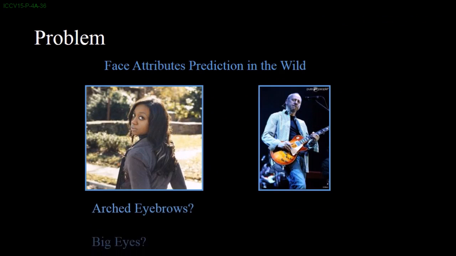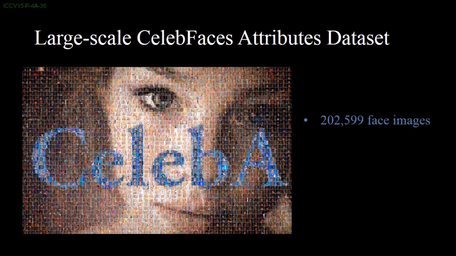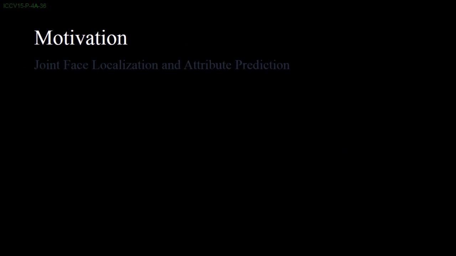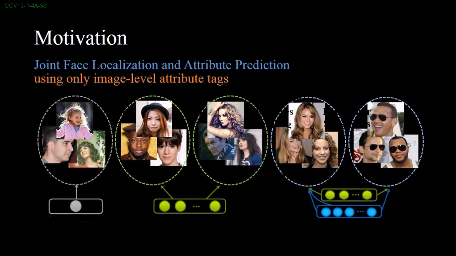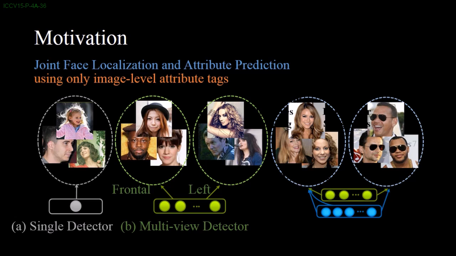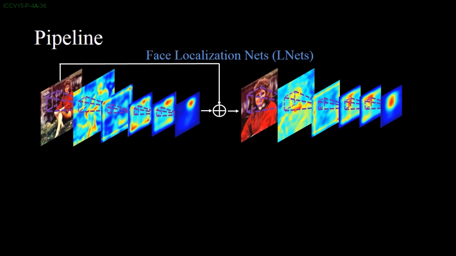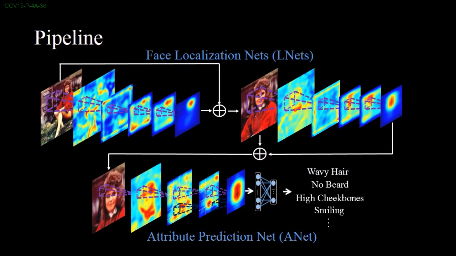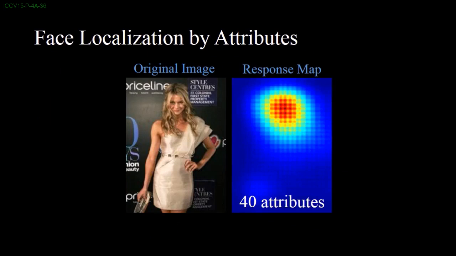We address face attributes prediction in this work. A large-scale face attributes dataset has been proposed. We perform face localization and attribute prediction jointly using only image-level attribute tags. The overall pipeline consists of 2 face localization nets and 1 attribute prediction net. Rich attribute information can facilitate face localization.